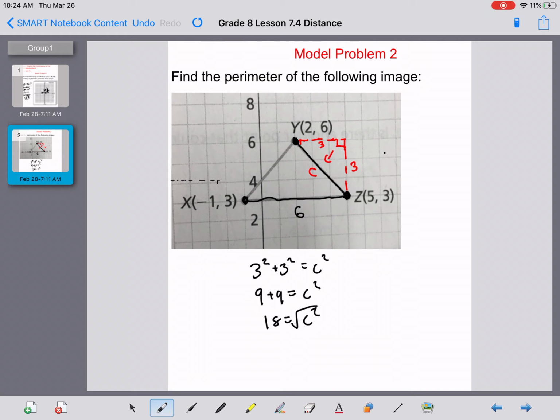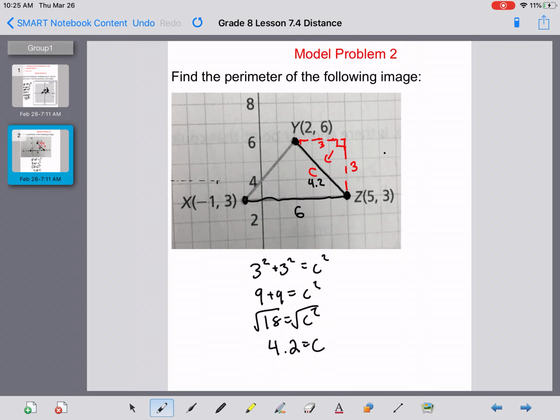18 equals c squared. I can take the square root of both sides. In order to do that, the square root of 18, again, I'm going to round this to the nearest tenth, would be 4.2 equals c. So the side from Y to Z is 4.2.